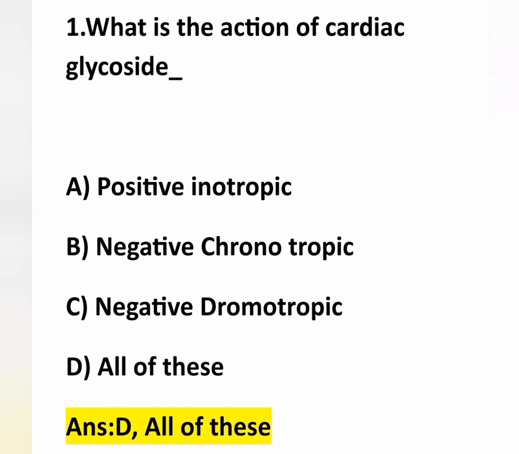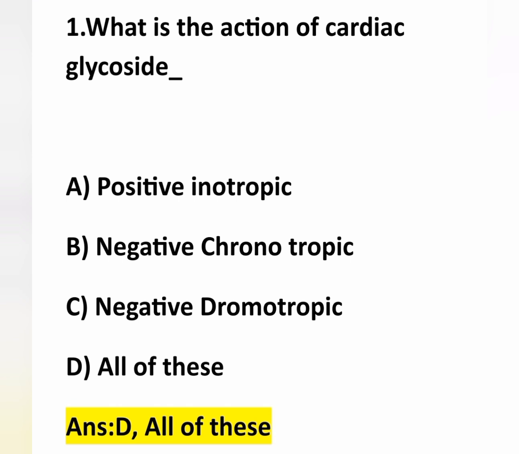One example for this cardiac glycoside is digitalis or digoxin. This is also used in case of atrial flutter or supraventricular tachycardia and all, but mainly it is used in case of congestive heart failure. And the main action is positive inotropic.